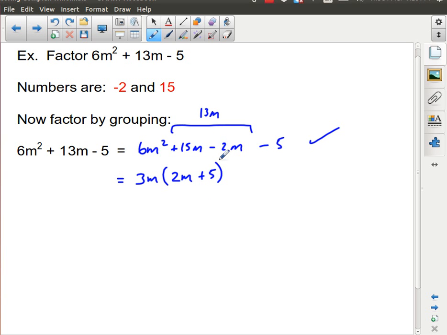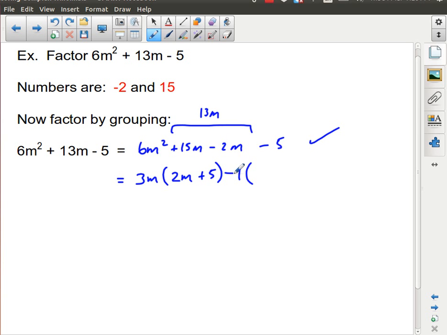Now, I keep this negative sign no matter what. Between 2 and 5, they're both prime numbers, so the common factor is 1. Between m and 1, there's no m here, so that's the number 1. The common factor is a 1 again, so I just leave that as a 1.